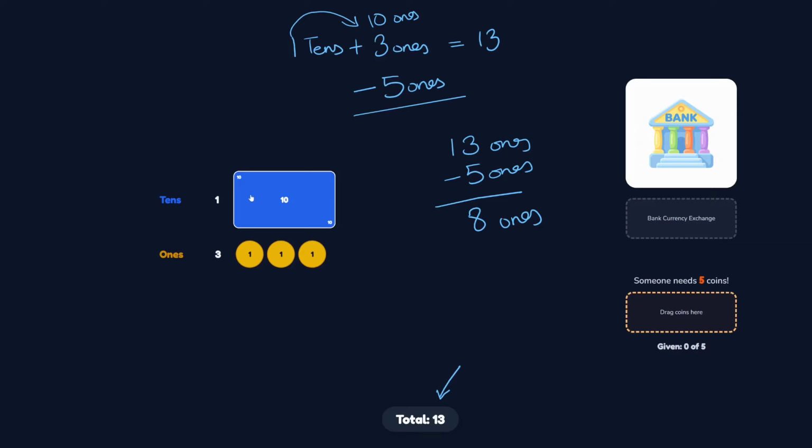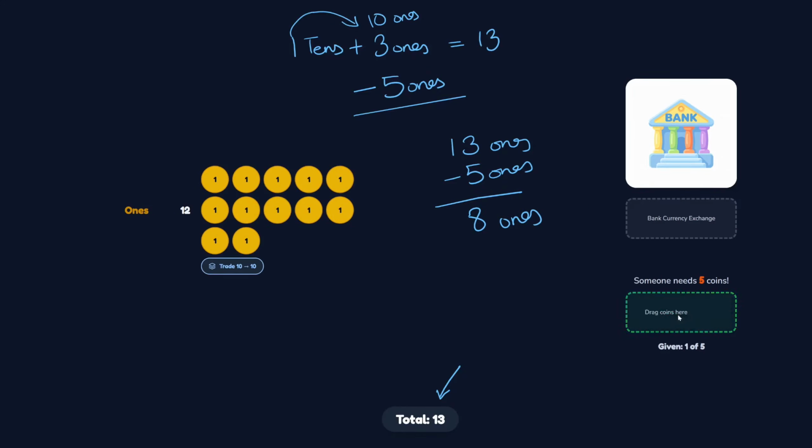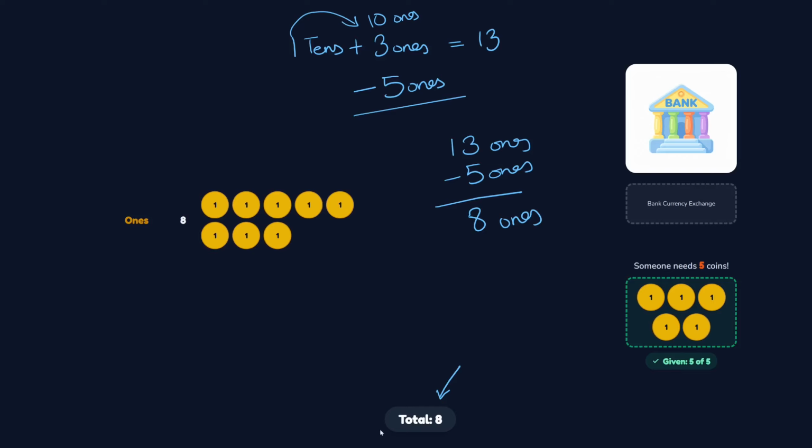So here we'll take our 10 currency note, get it exchanged for 10 coins. And now from these coins, we'll be able to give 1, 2, 3, 4 and 5 away, leaving us with 8. That's the answer that we had here. So that's how borrowing works. You don't lose something, but you take it from the tens position or the hundreds position. If your ones position or tens position doesn't have enough, then we take away things.